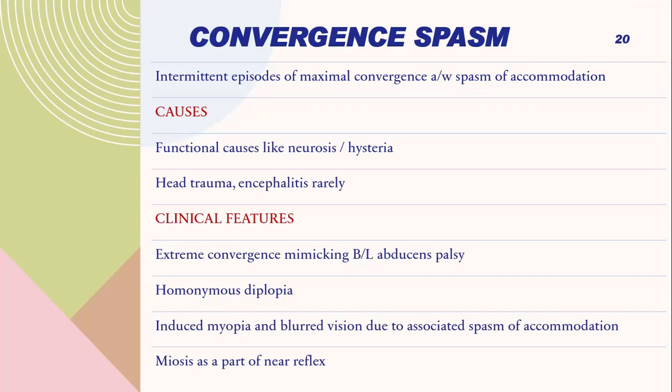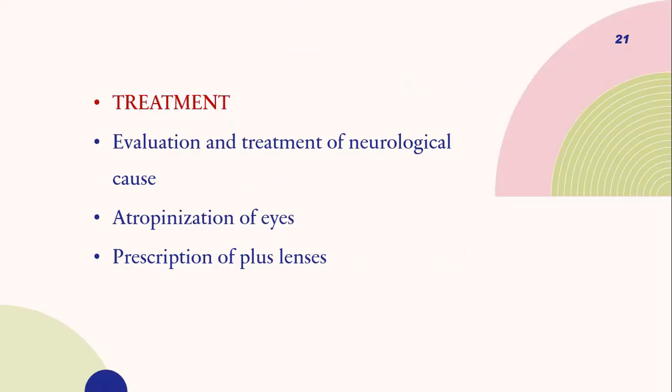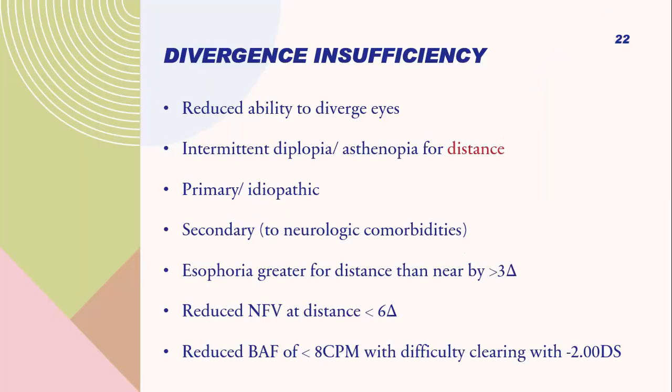Convergence spasm is a neurological condition and there is associated spasm of accommodation, and the patient may have neurosis or hysteria, head trauma or encephalitis. First we have to treat the underlying neurological condition, and it can be diagnosed by the existence of the accommodative spasm and miosis as a part of the accommodative spasm. Here we can also treat with atropine eye drops to relieve the accommodative spasm, which may relieve the convergence spasm, and also by giving plus lenses to relax the accommodation.